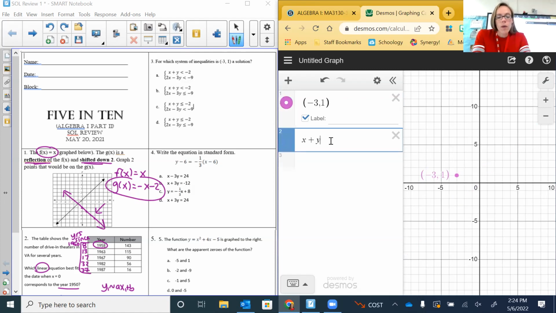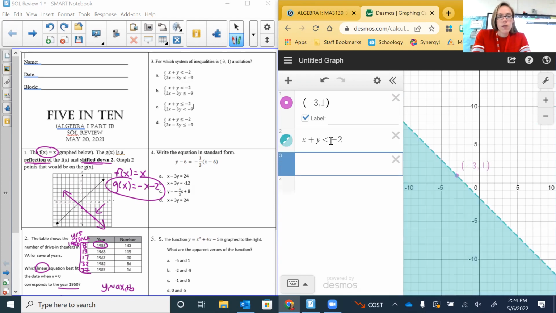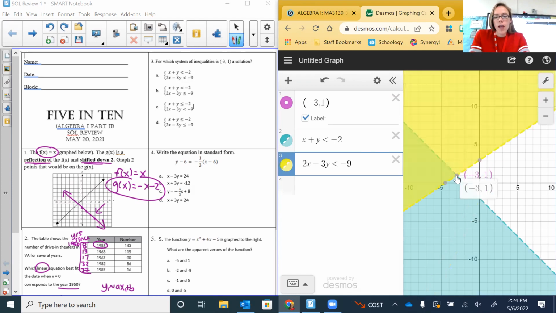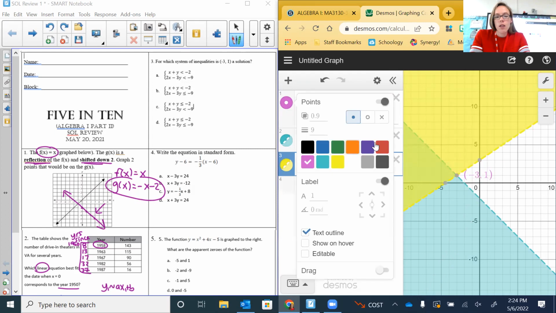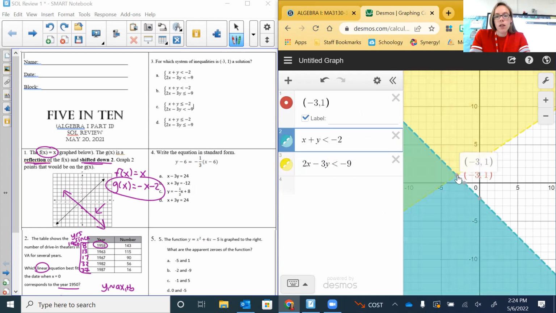All right, I'll just go one by one and type in these inequalities and see which one works. 2x minus 3y. All right, so -3, 1, is that in fact a solution? No, it is not, because it's the intersection of 2 dashed lines. So I can cross off A. It's not going to be that one.